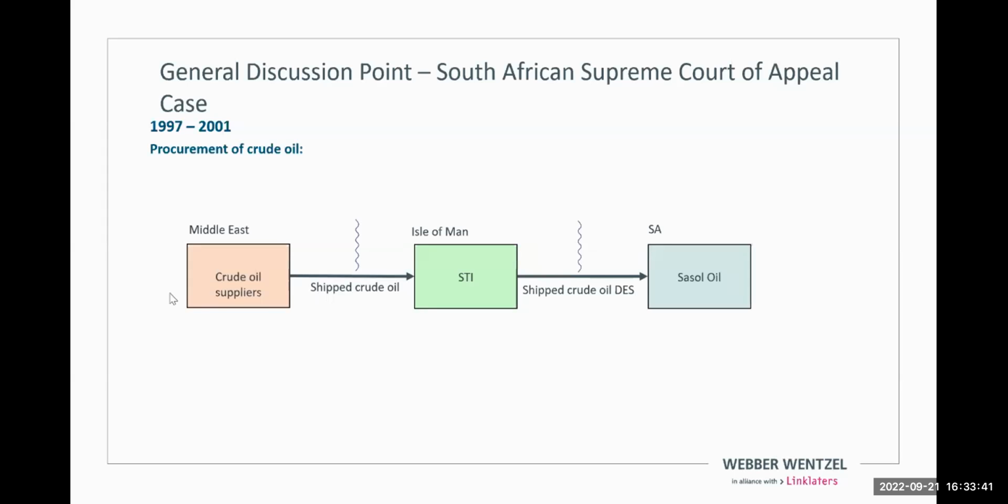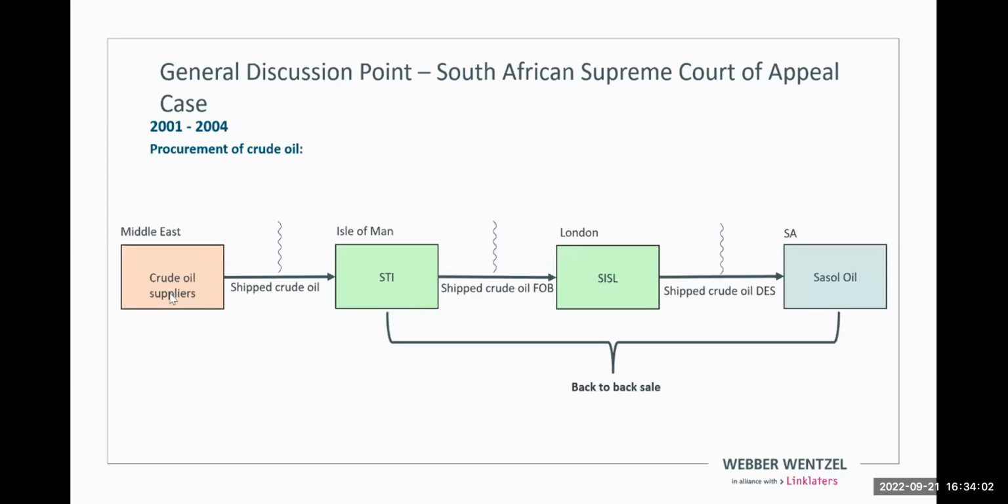You then have, over time, the sale from the crude oil shippers to the Isle of Man company and back to South Africa. So again, what is the purpose of the interposition of this Isle of Man company? Why does it need to be part of the structure? What is the commercial or the business benefit to this entity being involved? Again, another evolution. We now have, between South Africa and the crude oil shippers, two entities with back-to-back sale agreements. What is the purpose of each of those entities? Why does there need to be an agreement between STI and Sasol?